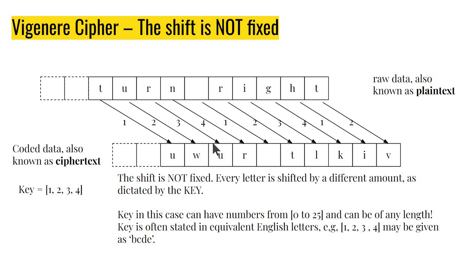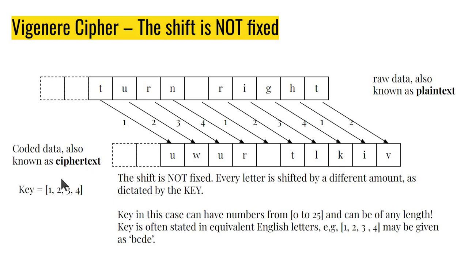Basically, what I'm doing is that I'm taking every letter here, shifting it by what the key says, and the key is basically going 1, 2, 3, 4, 1, 2, 3, 4, and so on and so forth. So obviously every letter is getting a different shift, and that makes it quite interesting.